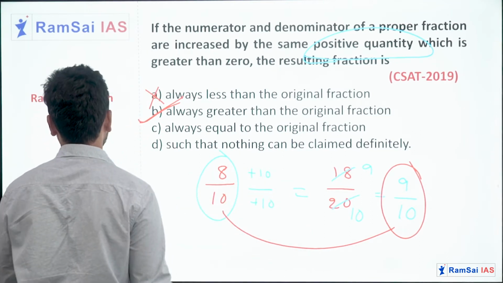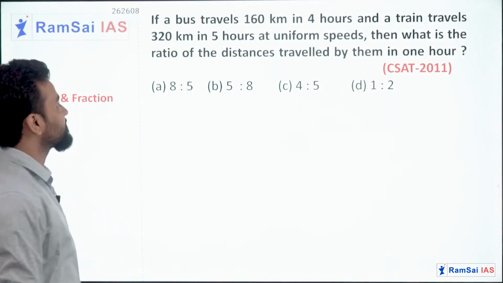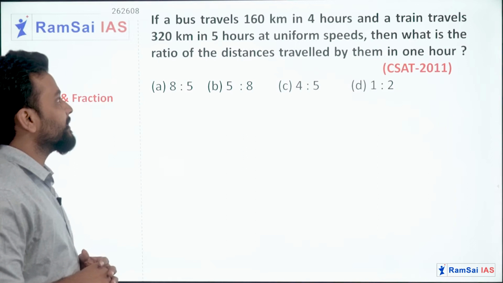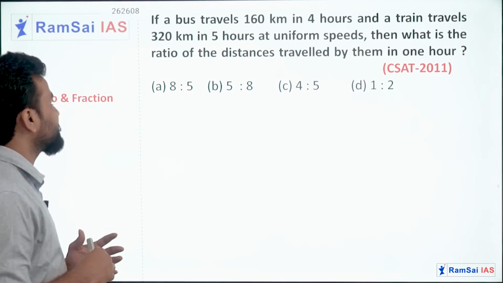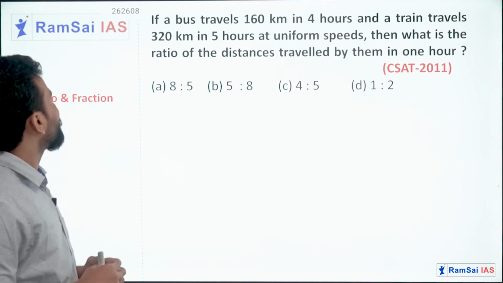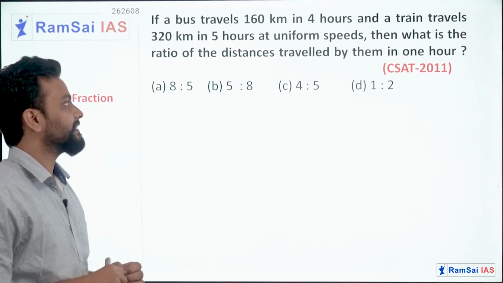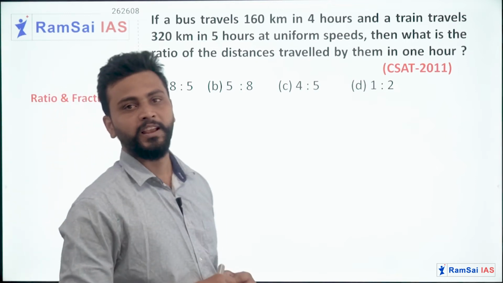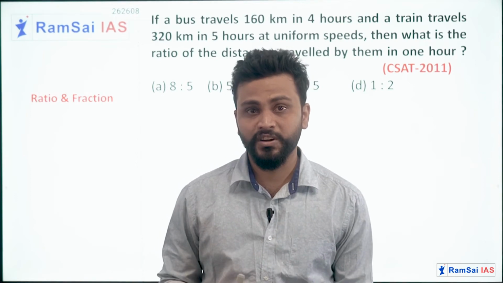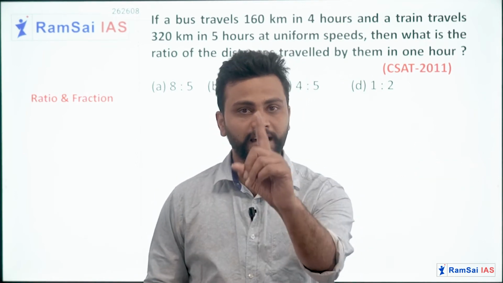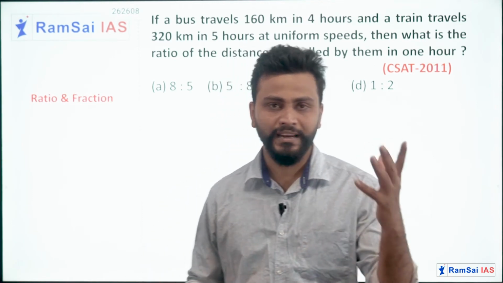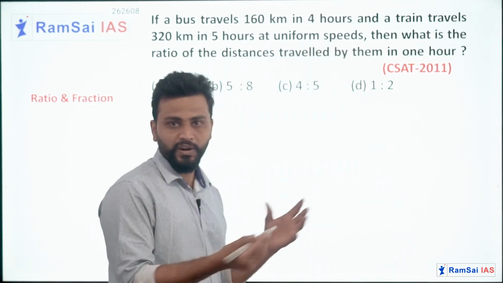So, the next question in this video, just read it once. If a bus travels 160 kilometers in 4 hours and a train travels 320 kilometers in 5 hours at uniform speeds, then what is the ratio of distances travelled by them in 1 hour? Very good. We need to find the ratio of distances they travelled in 1 hour. The distance travelled in 1 hour is nothing but speed. So, indirectly we need to find the ratio of their speeds.